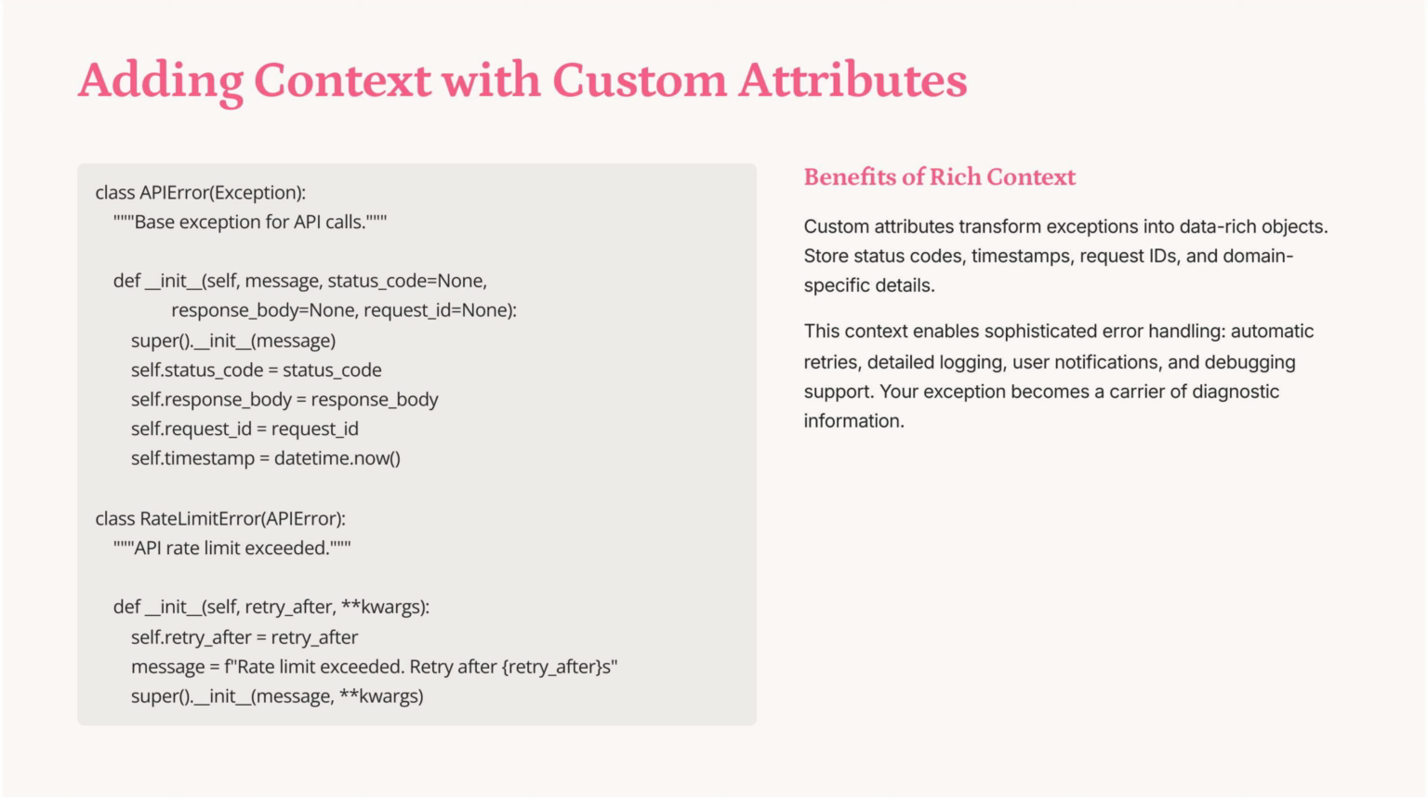Custom attributes in exceptions enrich error handling by embedding data like status codes, timestamps, and request IDs. This transforms exceptions into diagnostic tools, enabling automatic retries, detailed logging, and user notifications. For instance, RateLimitError includes a retry_after attribute, guiding recovery strategies and enhancing debugging capabilities.